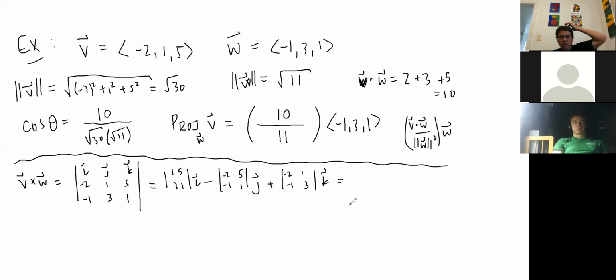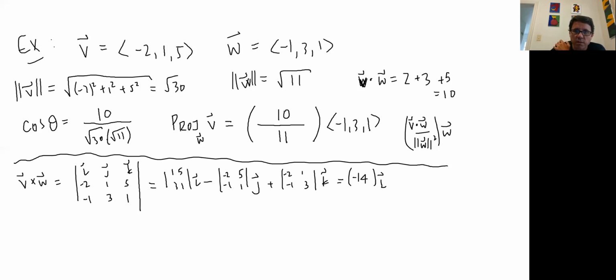So if I do this in my head, 1 minus 15. So we multiply the diagonal, then the back diagonal, minus 14. That'll be I. For J, it's got the built-in minus, so that's minus 2 minus a minus 5. So minus 2 plus 5 is 3. And then for K, I'll get minus 6 and minus a minus 1. So I think that works out to be a minus 5.